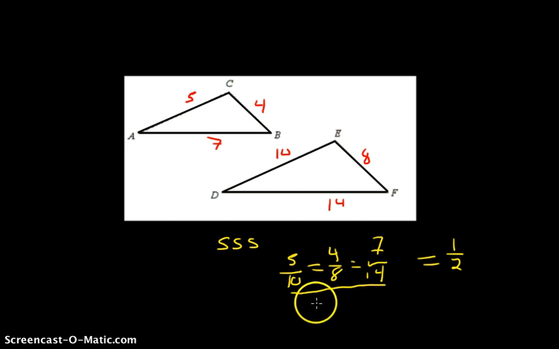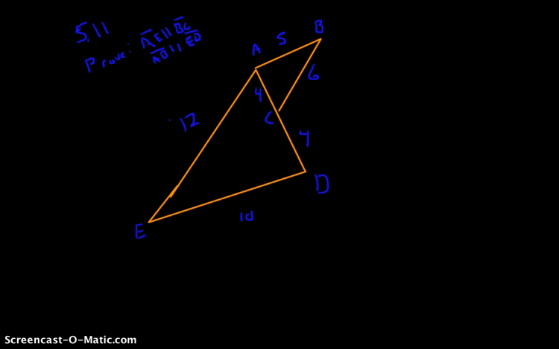And so by definition, this makes these two triangles similar, so we can say that triangle ABC is similar to triangle DFE. And so because they're similar, all the angles on the inside are equal, and so that's what side side side similarity is. Now this is one of the problems for 5.4, and so this is problem number 5.11.